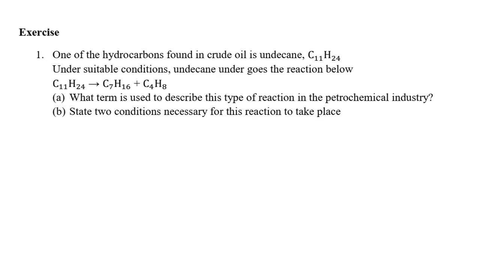Okay, let's proceed. Here is an exercise that I want us to answer. One of the hydrocarbons found in crude oil is undecane, which is an 11 carbon alkane. Under suitable conditions, undecane undergoes the reaction below, and it forms this and this. The first question says, what term is used to describe this type of reaction in the petrochemical industry? As you can see, this alkane has been broken down to form other hydrocarbons. So let's write our solutions there.